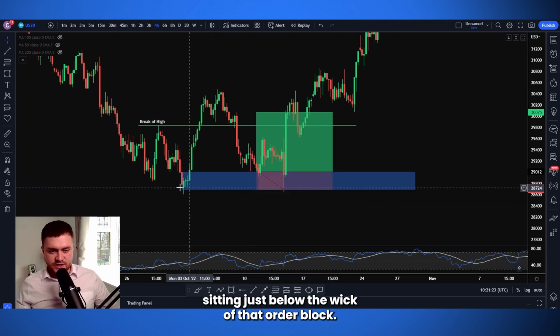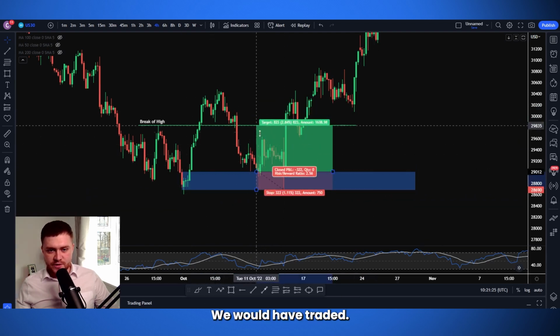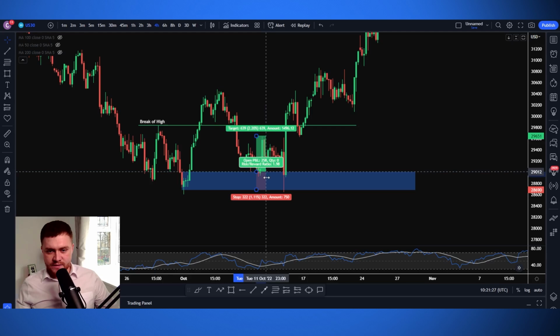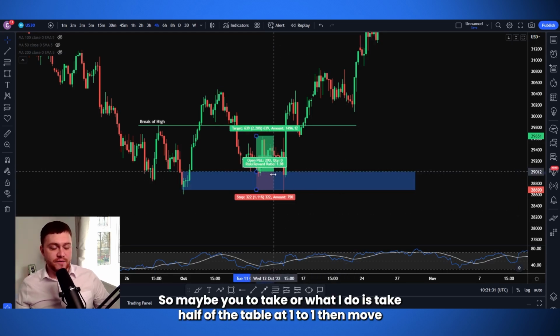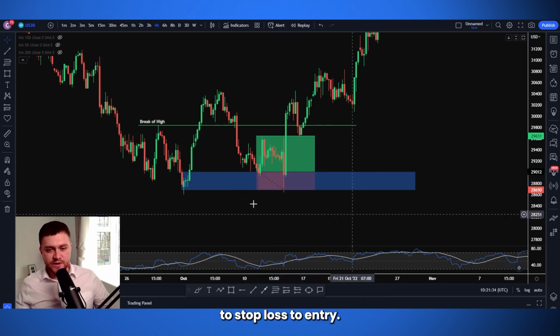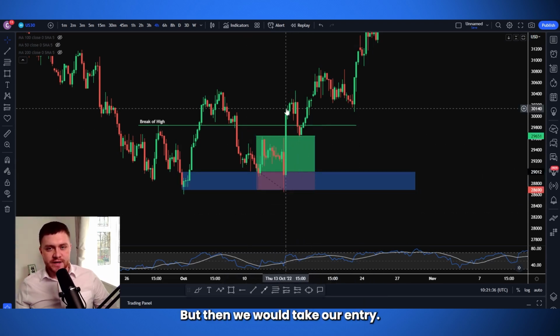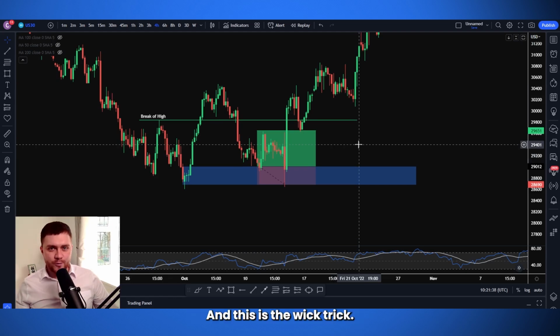Your stop loss sitting just below the wick of that order block. We would have traded, you know, 2 to 1. So maybe you'd have taken, or what I do is take half of the trade at 1 to 1 and then move the stop loss to entry. But then we would take an hour entry. So then you ask yourself why? And this is the wick trick.